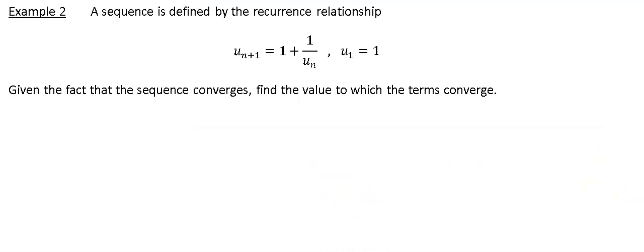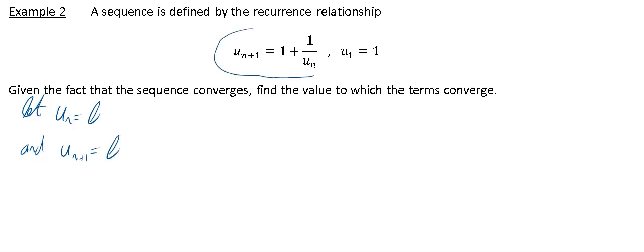Okay, in this example we've got a recurrence relation: u_{n+1} = 1 + 1/u_n, and the first term of the sequence is 1. Given the fact that the sequence converges, find a value to which the terms converge. I'm going to let my sequence converge to L, so let u_n equal L and also u_{n+1} equal L. I'm going to put them both into this formula and see what happens.